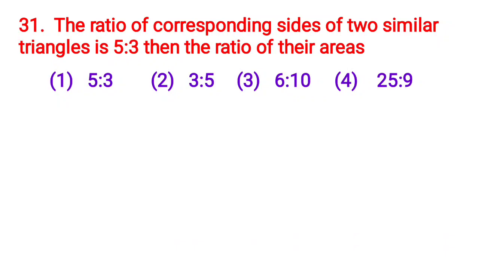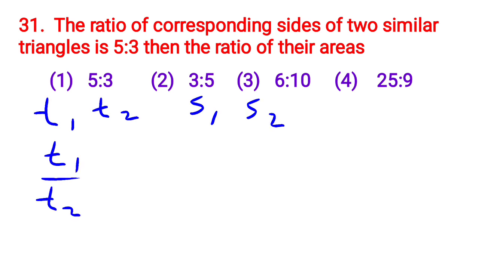Question number 31. The ratio of corresponding sides of two similar triangles is 5:3. Then the ratio of their areas? Here I am taking the two similar triangles, one is T1, another is T2. Next, corresponding sides, one is S1, another is S2. We know very well the formula: the ratio of the areas of two similar triangles is equal to the square of the ratio of their corresponding sides.